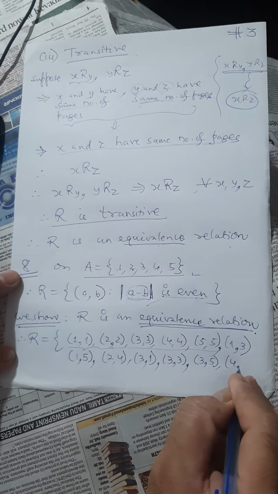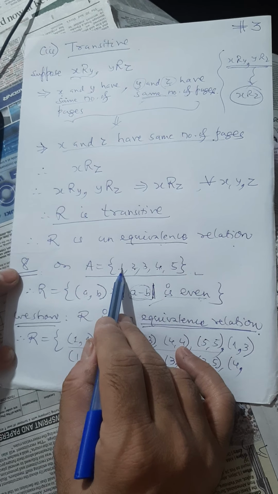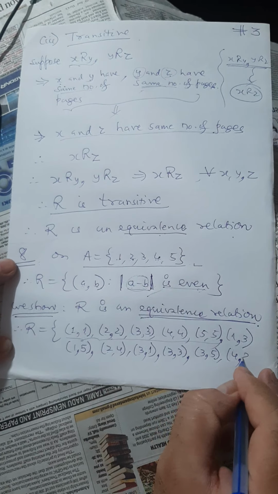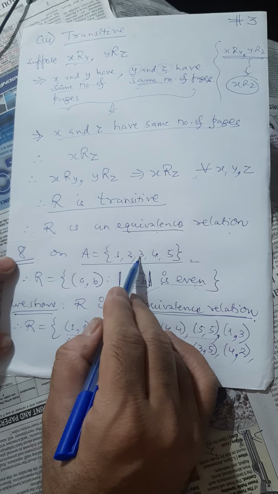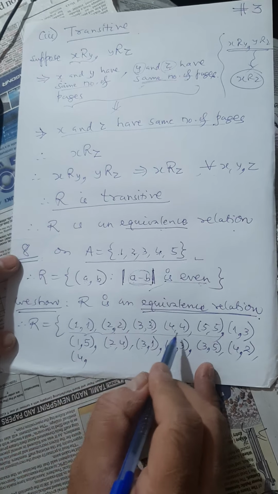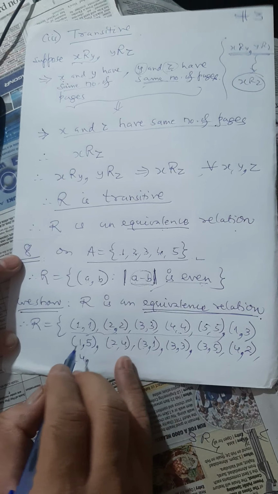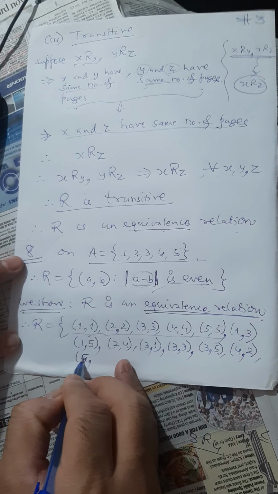Let's go to 4. Can we take (4, 1)? No, the difference is 3. Can we take (4, 2)? Yes, so here (4, 2). Can we take (4, 3)? No, because the difference is 1. Can we take (4, 4), which is already taken? (4, 5)? No. Okay, so we go to 5 now.